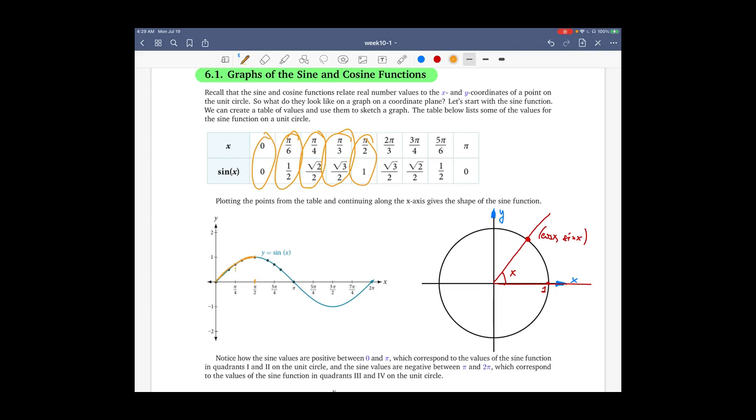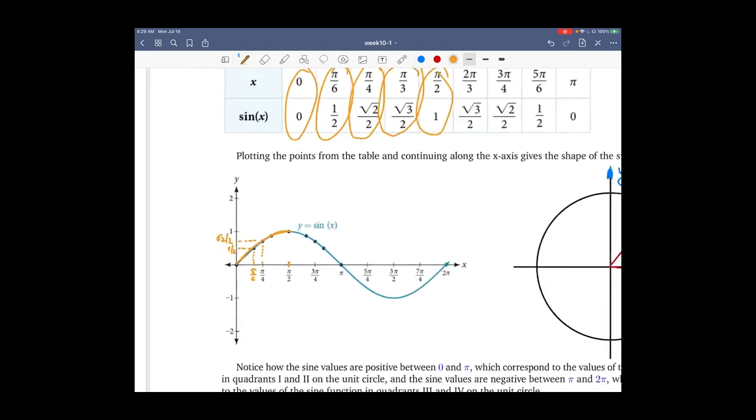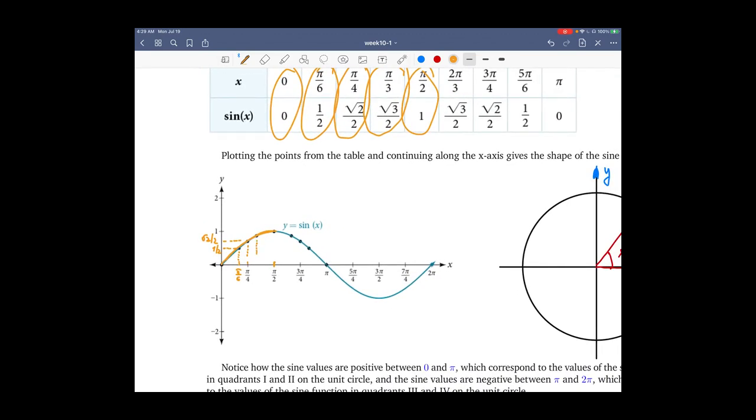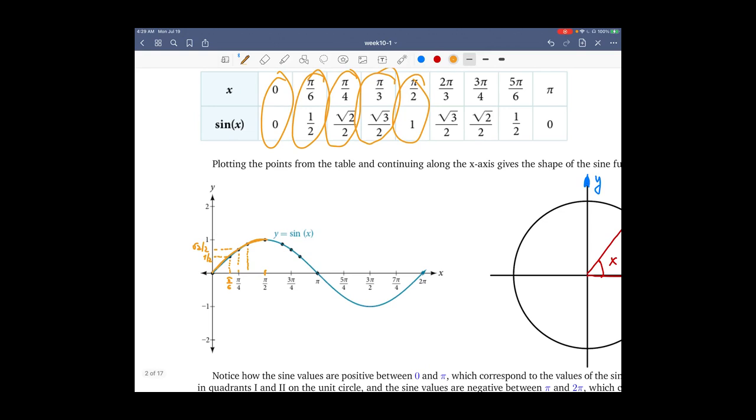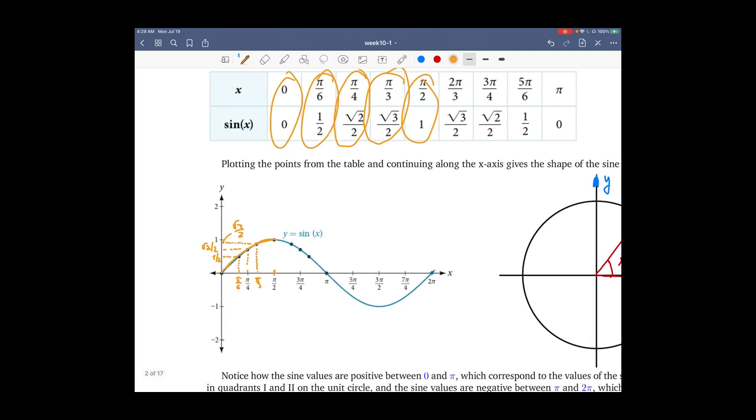At pi over 4, we have root 2 over 2. At pi over 6, we have 1/2. And at the value pi over 3, we have the value of sine root 3 over 2. Naturally, root 3 over 2 is less than 1, because 2 is root 4.